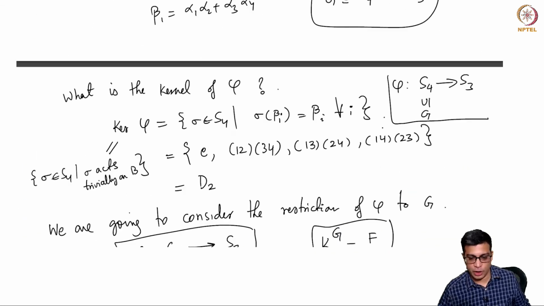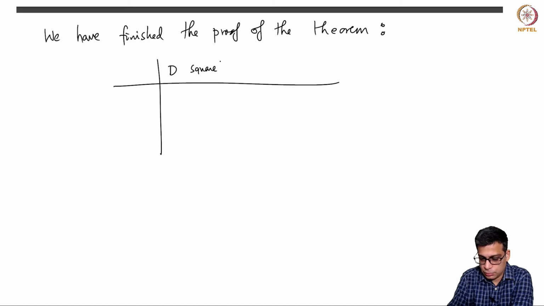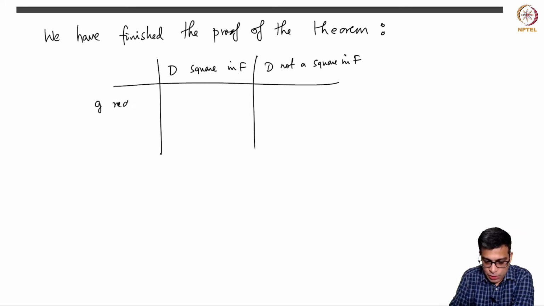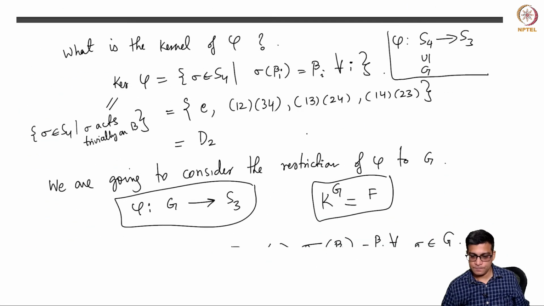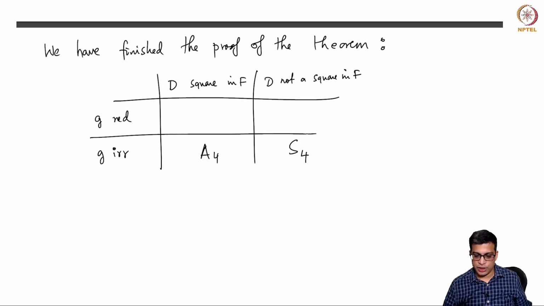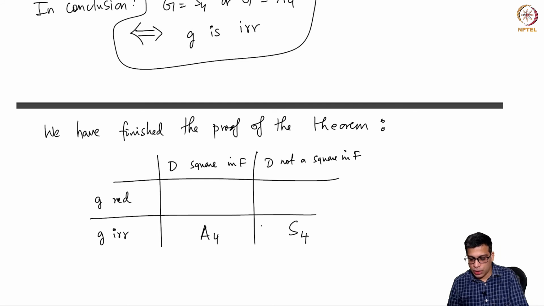We have finished the proof of the theorem because, okay, maybe I will write the statement here. D square in F, D not a square in F, G reducible, G irreducible. So this is A4, this is S4. I hope that is what I wrote. Yeah. So this bottom row I have established conclusively. If G is A4, then it is irreducible. G is S4, then it is irreducible. If it is irreducible, then it is A4 or S4, and where they fit in depends on the discriminant, whether it is a square or not.